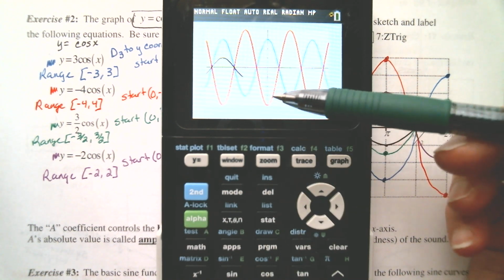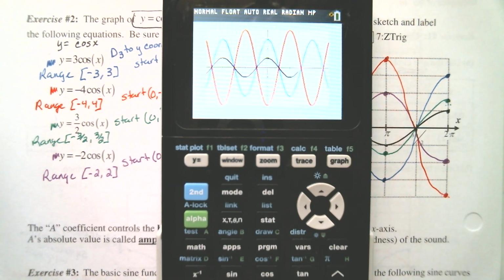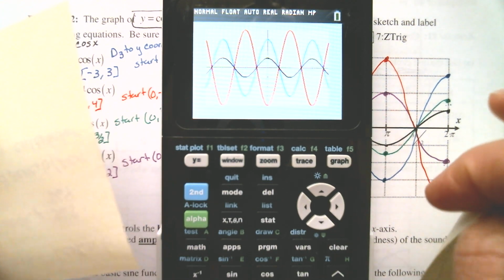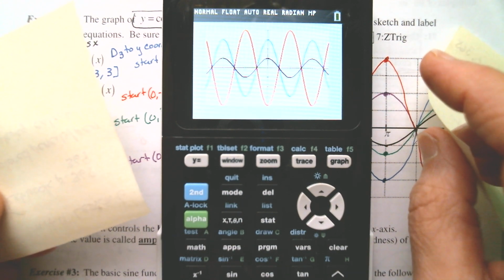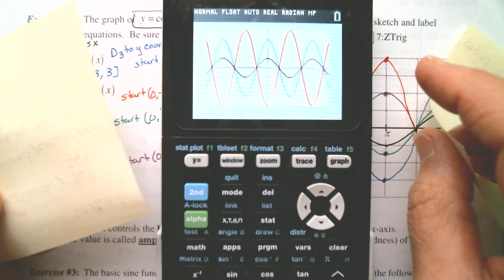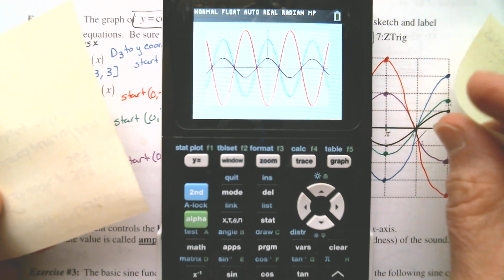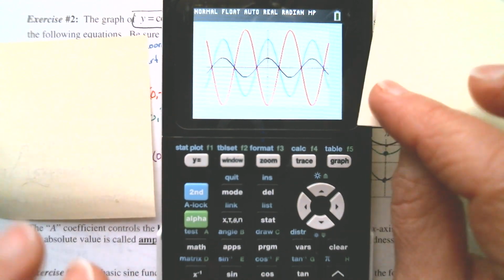And then negative 4 cosine x is starting at 0, negative 4. And then the black is our y equals cosine x, which would start at 0, 1, right? Because the coefficient there is 1. The only thing with these calculators is that the window for x is going from about almost negative 3 pi to positive 3 pi. So you have a little extra that you're seeing.